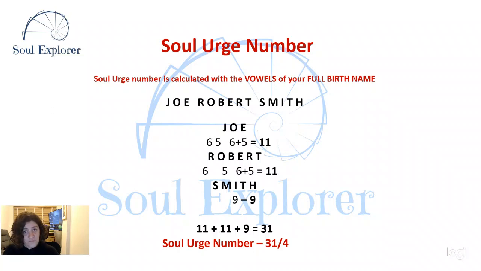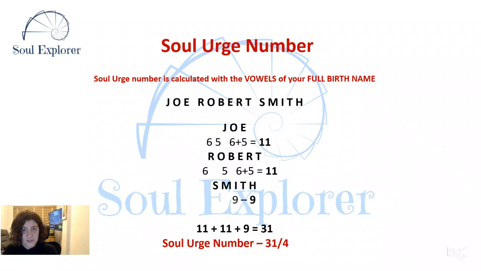Just pull out all the vowels. First name first, pull out the vowels, come to a figure. Reduce that figure if it's not a master number. Do the same with the middle name. Pull out the vowels, add it all up, reduce to a single figure unless it's a master number.